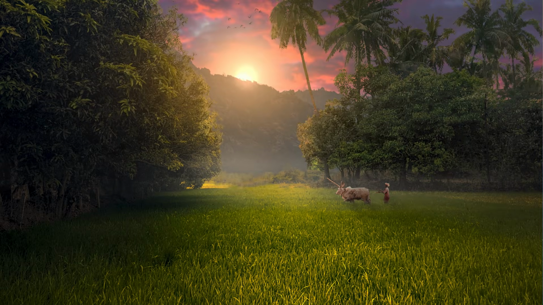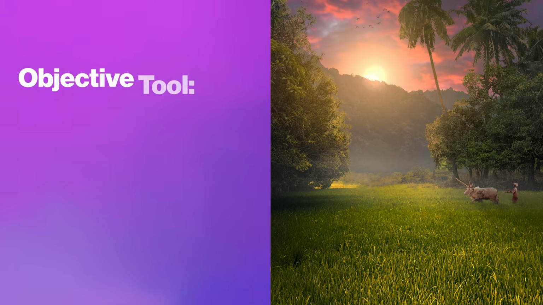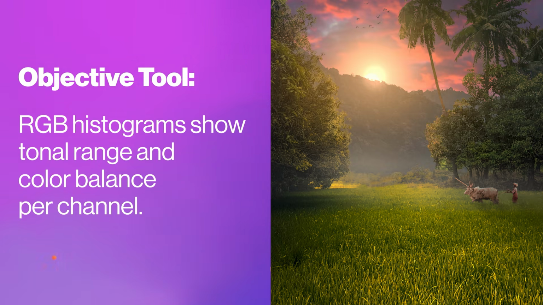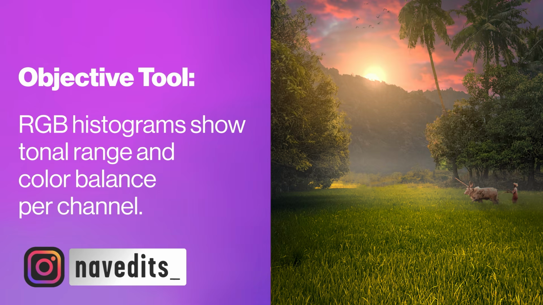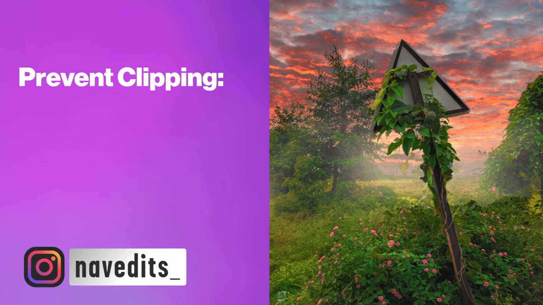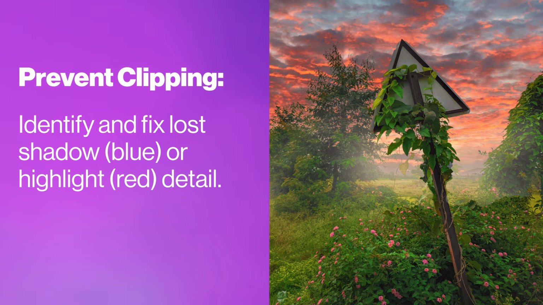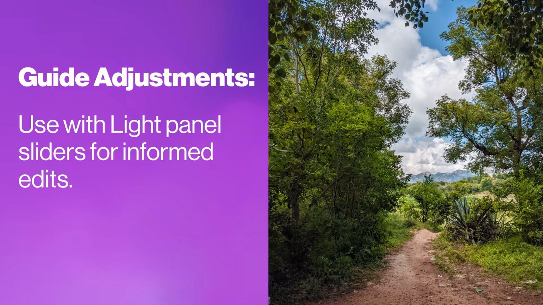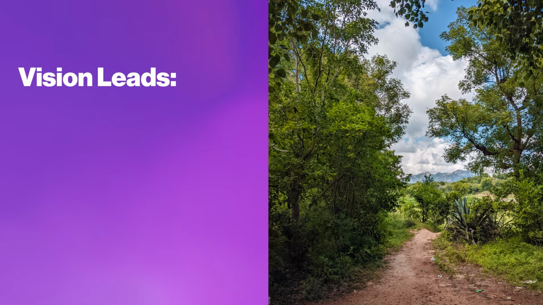So to recap, the RGB histograms in Lightroom Mobile are your objective tools for understanding your photo's tonal range and color balance, channel by channel. They help you spot and prevent clipped shadows and blown out highlights in any red, green or blue channel, preserving maximum detail. Use them dynamically with the light panel sliders for informed exposure and contrast adjustments, and be mindful of how they signal color balance issues. But always let your creative intent lead.